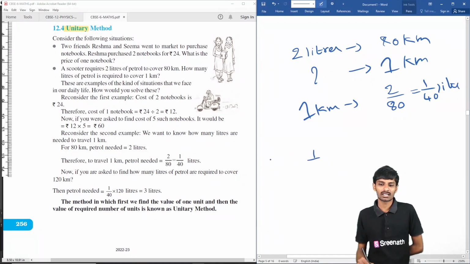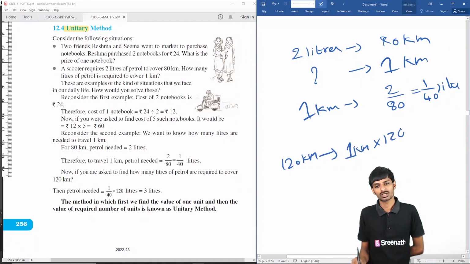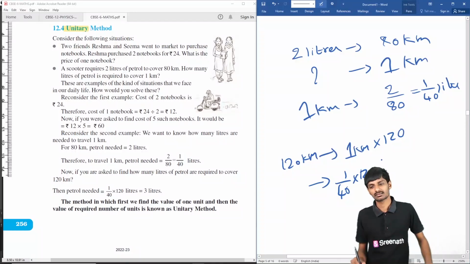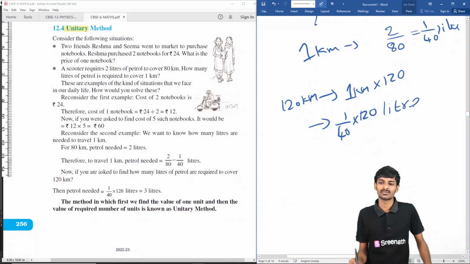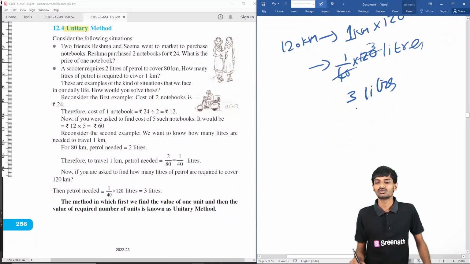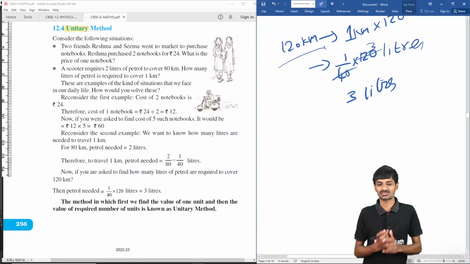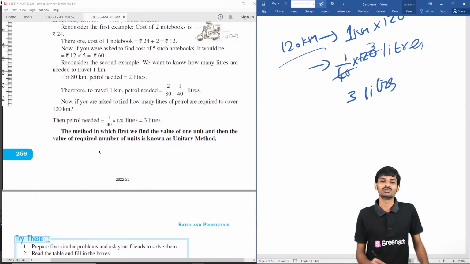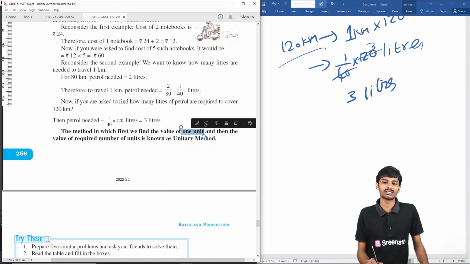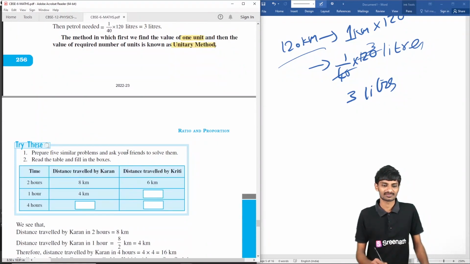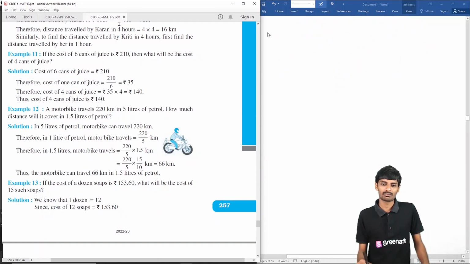So if you know for 1 kilometer, then if you want to go for 120 kilometers, how much petrol do you require? That is simply for 1 kilometer into 120. That is 1 by 40 into 120 liters. 40 goes into 120 three times, no, so it is 3 liters of petrol you require to travel 120 kilometers. That's it. So a method in which we find the value of 1 unit is called the unitary method, so that you can find for anything. And we will solve some examples here.